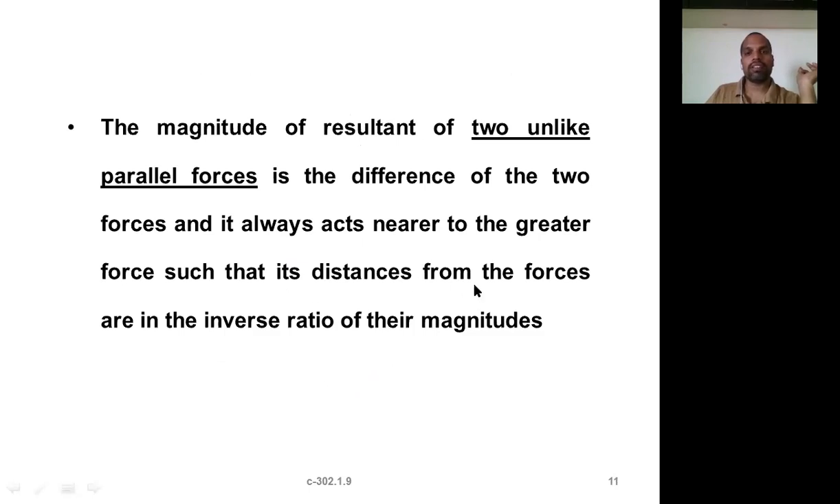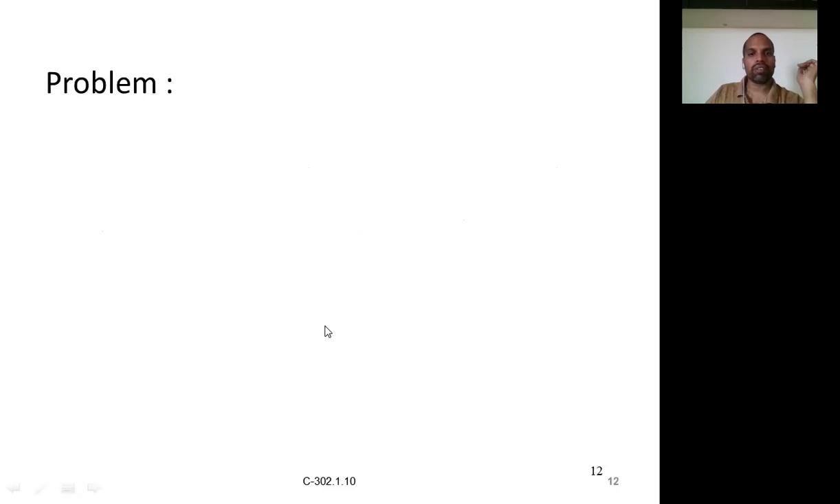Its distances from the forces are in the inverse ratio of their magnitudes. Inverse ratio of their magnitude means the larger the magnitude, the lesser the distance of the resultant. The lesser the magnitude, the larger the distance. That's what the sentence means. Okay, now let us see.